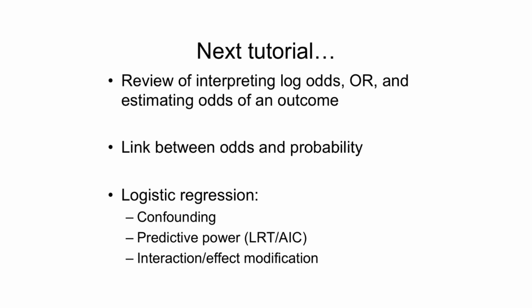So that's all I have for this week. In the next tutorial, we'll briefly review how to interpret the log odds and odds ratio and how to estimate the odds of an outcome. We'll also discuss the link between odds and probability and confounding, measures of predictive power, and effect modification in the context of logistic regression.